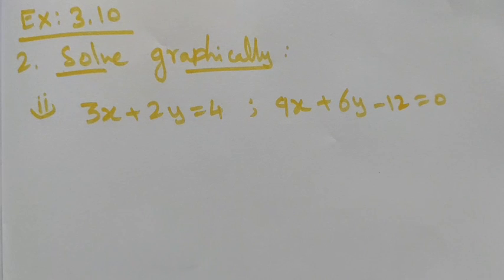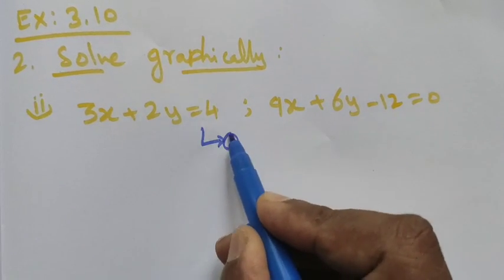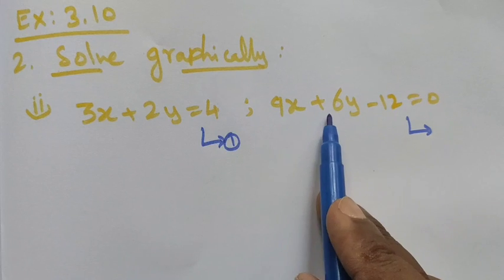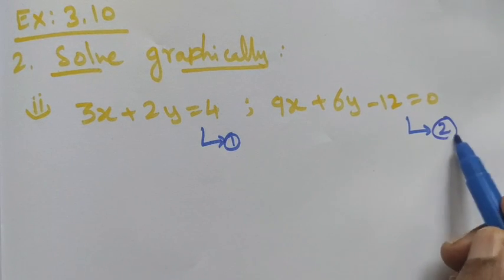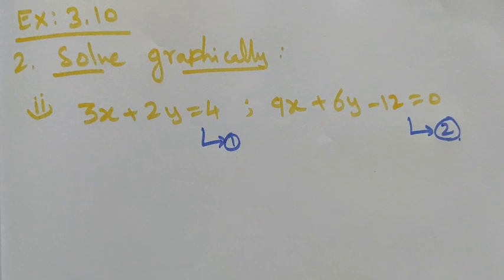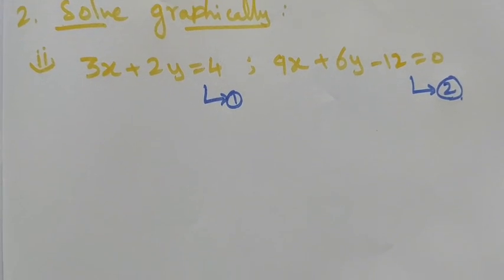Class 9, exercise number 3.10, question number 2, solve graphically the second Roman number in this question. The equation is given as 3x plus 2y is equal to 4, let me take it as equation number 1, and then 9x plus 6y minus 12 equal to 0 is given as equation number 2. By using these two equations, we want to find out the ordered pair.